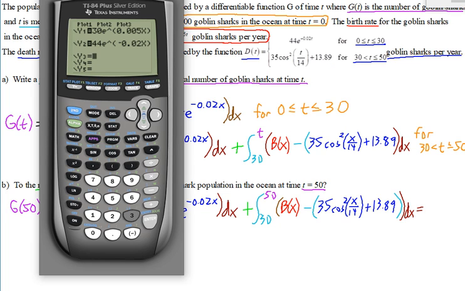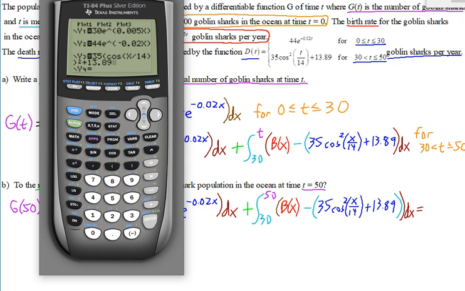So 35. And then here, you can't type it in your calculator with a squared here on the trig functions. Remember, this squared means the whole cosine of t over 14 is squared. So you have to put open parentheses, and then cosine of x divided by 14, close parentheses on the cosine, and then another close parentheses so that we can square this whole thing, and then plus 13.89.